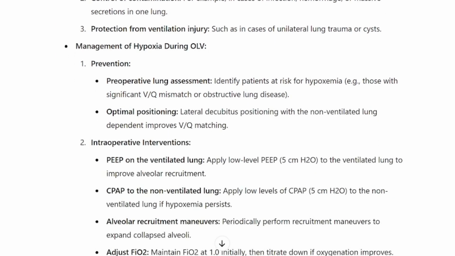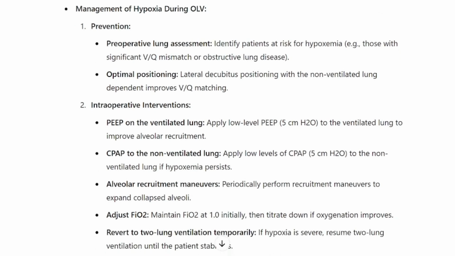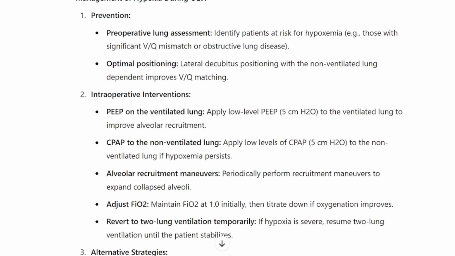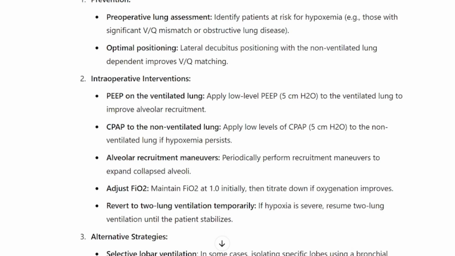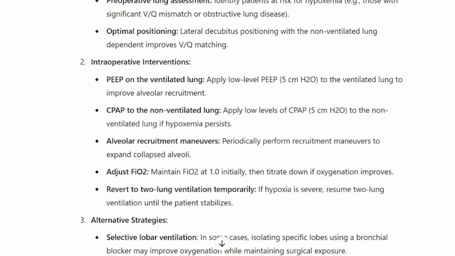CPAP to the non-ventilated lung. Apply low levels of CPAP, 5 cm H2O, to the non-ventilated lung if hypoxemia persists. Alveolar recruitment maneuvers. Periodically perform recruitment maneuvers to expand collapsed alveoli. Adjust FiO2. Maintain FiO2 at 1.0 initially, then titrate down if oxygenation improves. Revert to two-lung ventilation temporarily. If hypoxia is severe, resume two-lung ventilation until the patient stabilizes.